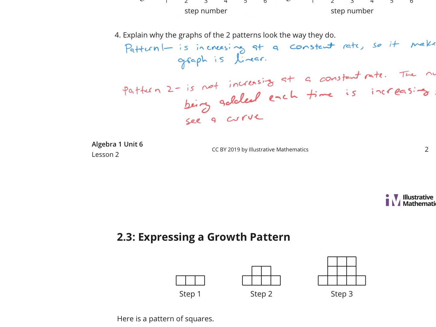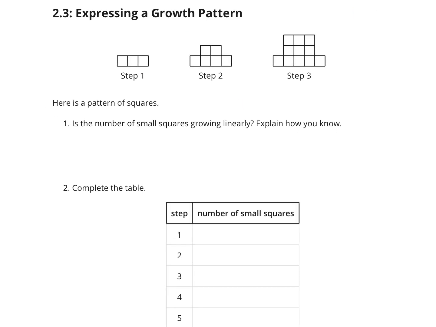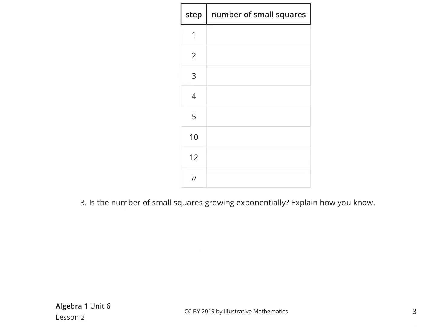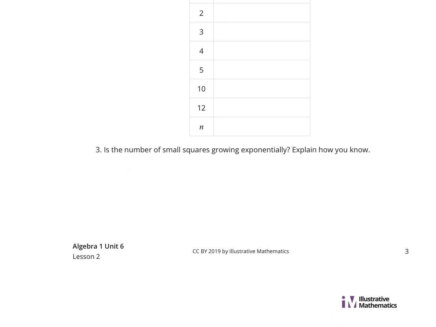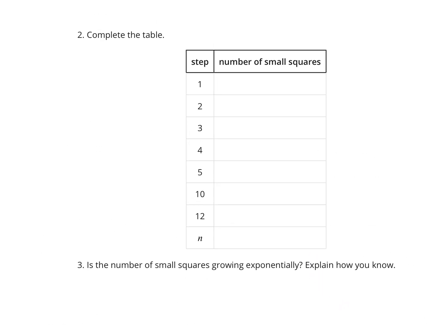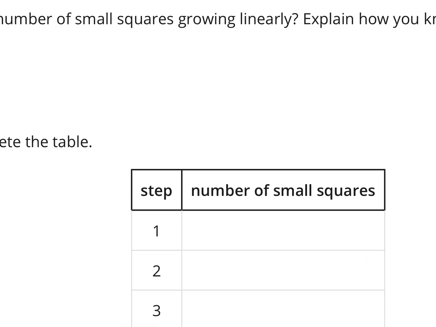All right, let's go ahead and take a look at activity 3. In this activity, you're given another 3 steps of a pattern. The first question asks if the number of small squares is growing linearly, and how do you know? Then it wants you to complete the table, and then question 3 says, is the number of squares growing exponentially? How do you know? So go ahead, pause this video, and complete those 3 questions.